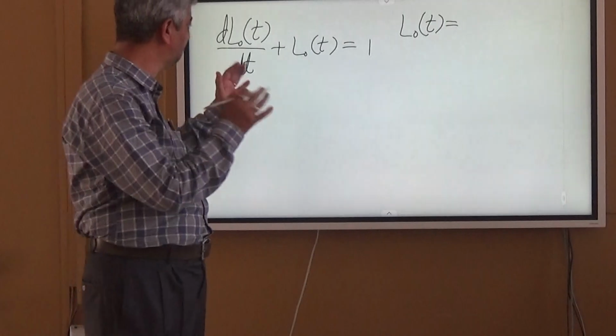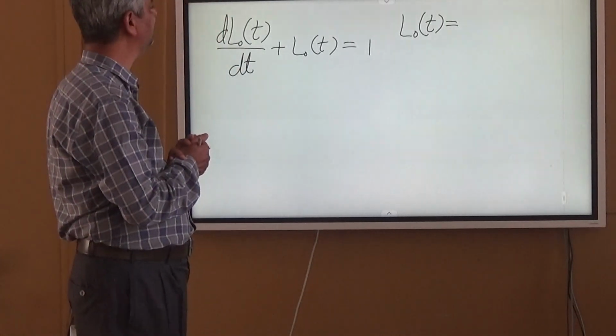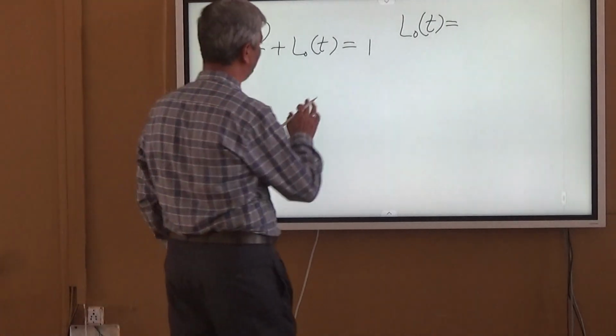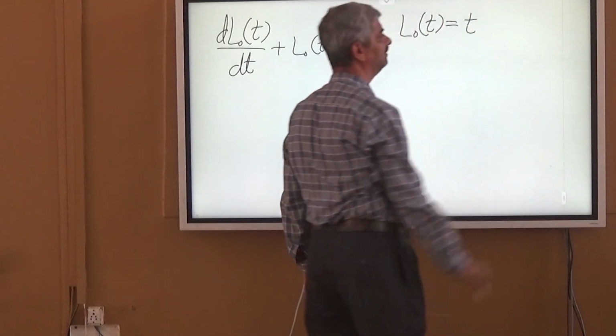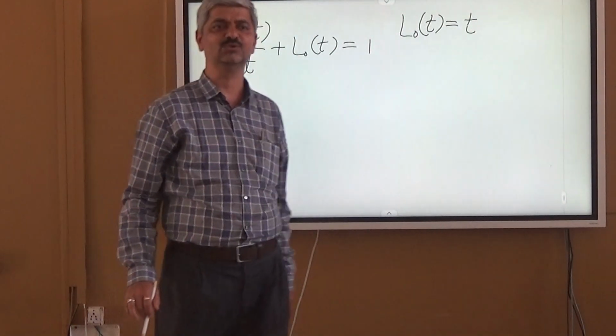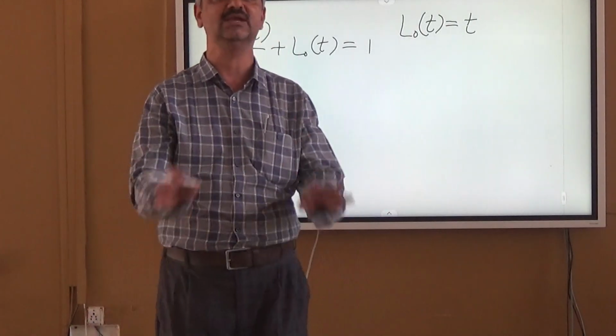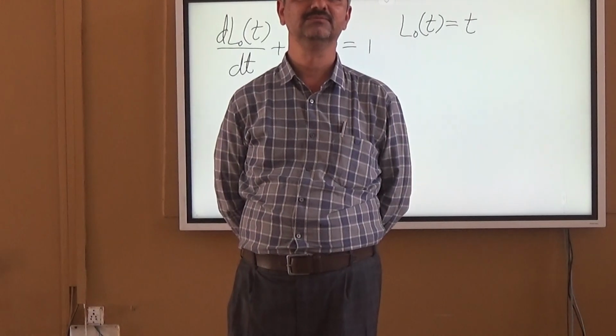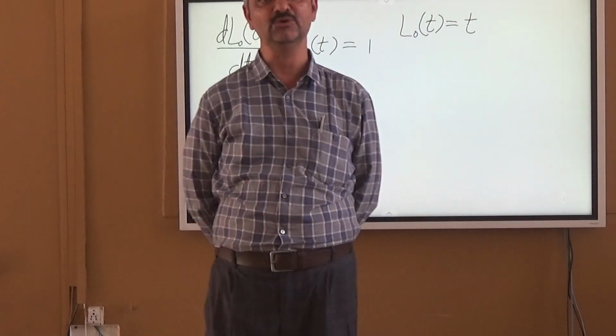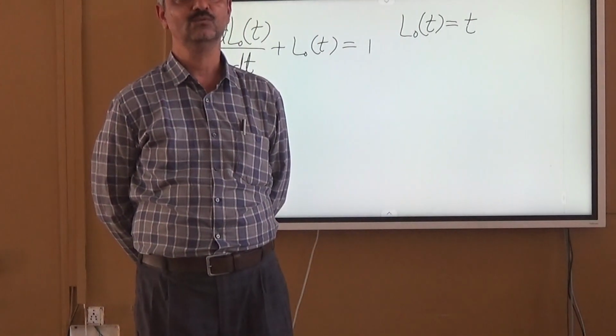So now with this we start. What would be the first thing? You can say LOT is equal to t. Let LOT be equal to t. What will happen then? What is dLOT by dt? 1.